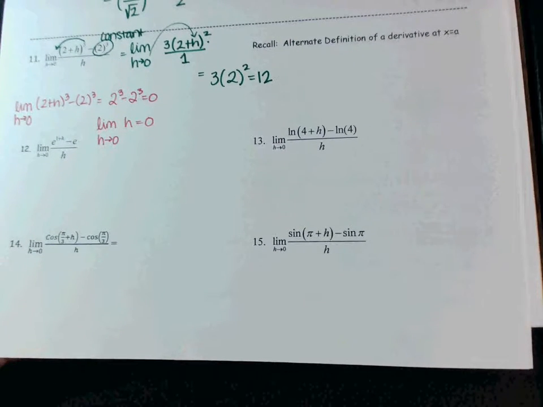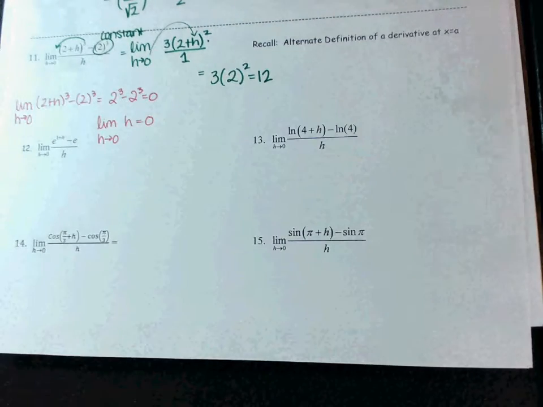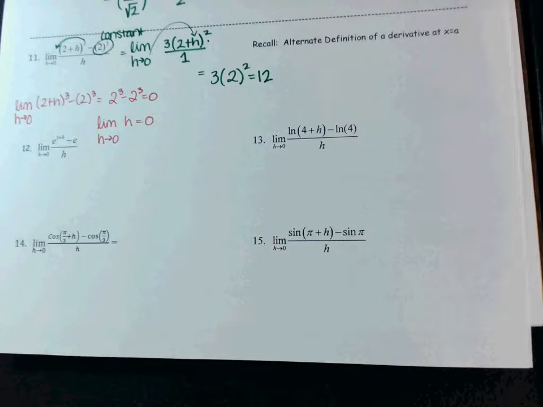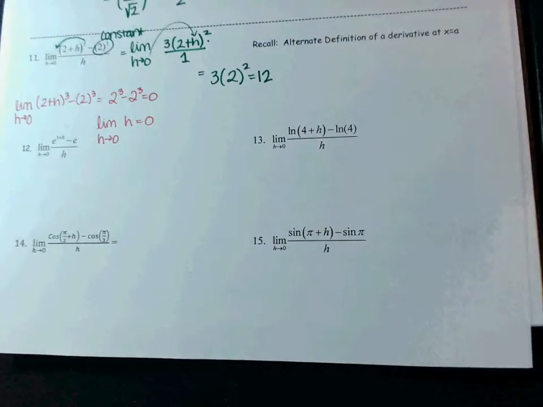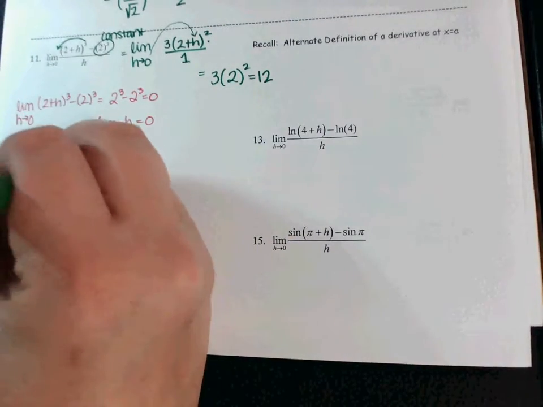Okay, let's do number 12. Look at the next one. Okay, derivative on top. I'm not going to make you show that step over and over, but let's plug it in to confirm that it's an indeterminate form. So if I plug in h approaching 0, what's this? E to the 1 minus e. Is e to the 1 minus e going to be 0? Yes. On bottom, plug in 0, I get 0. So take the derivative of the top and the bottom.